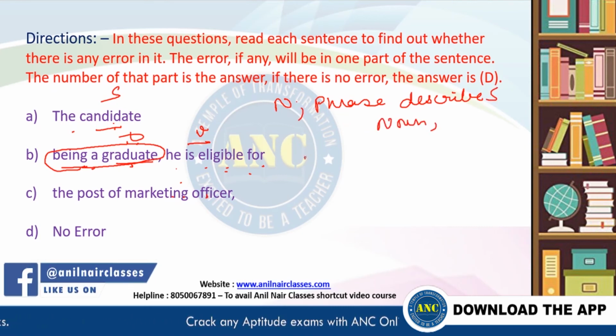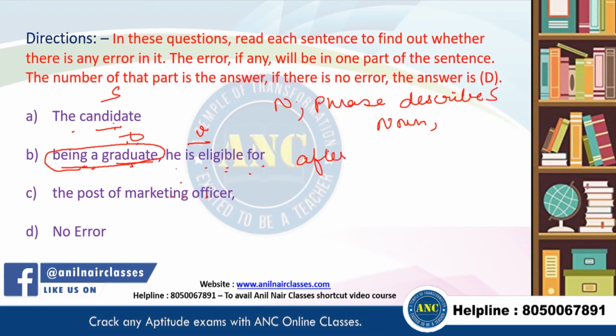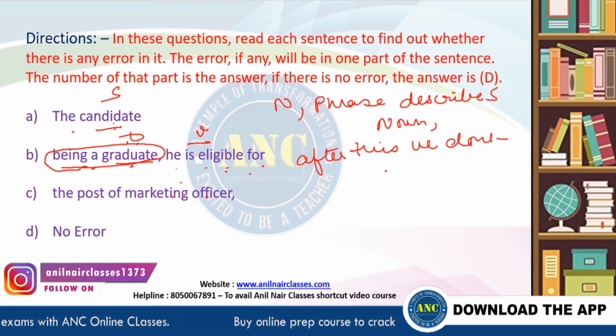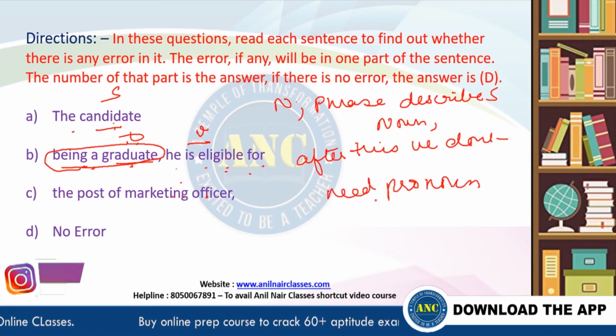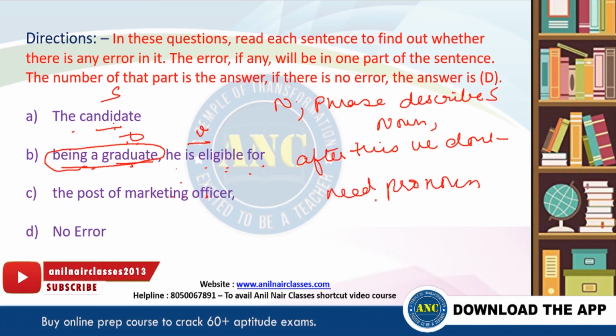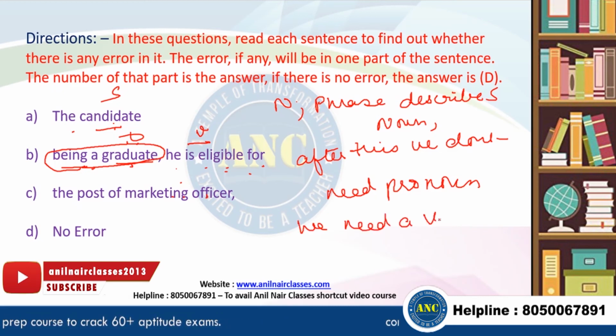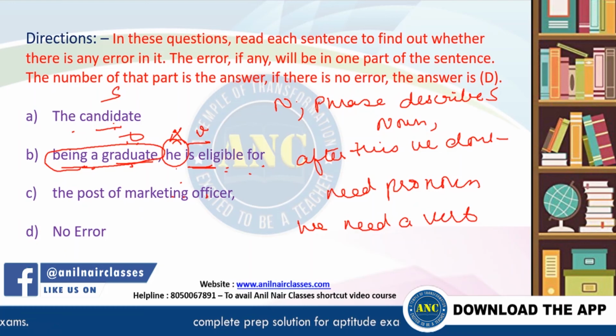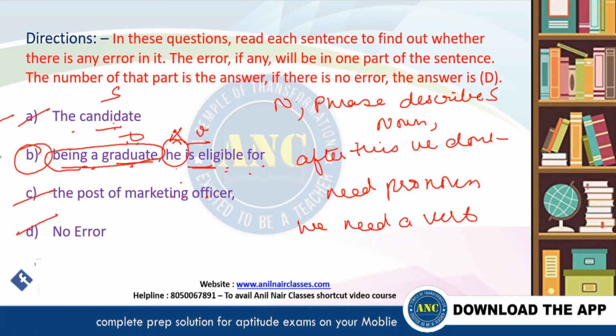So after this, we don't need a pronoun. What we need is a verb. So we just need is eligible. We don't need this he. So get rid of A, C and D. B is the right answer. Next question.